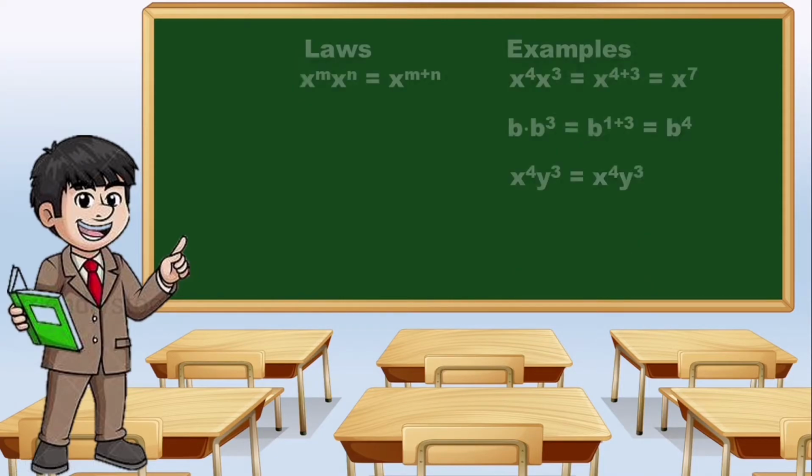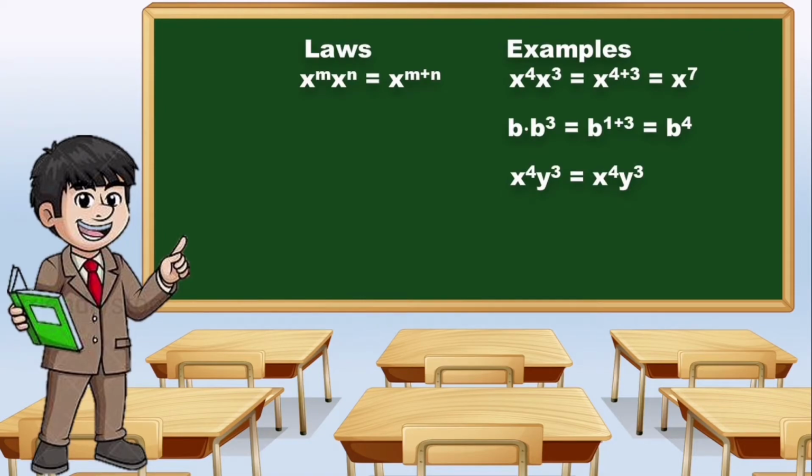Next, x raised to m times x raised to n equals x raised to m plus n. Kapag nagmo-multiply tayo ng mga variables, ina-add lang natin yung exponent nila kapag magkapareha sila ng variable. For example, x raised to 4 times x raised to 3 equals x raised to 4 plus 3 equals x raised to 7. So, magkapareha sila ng variable, x tsaka x, we need to add the exponent na lang.